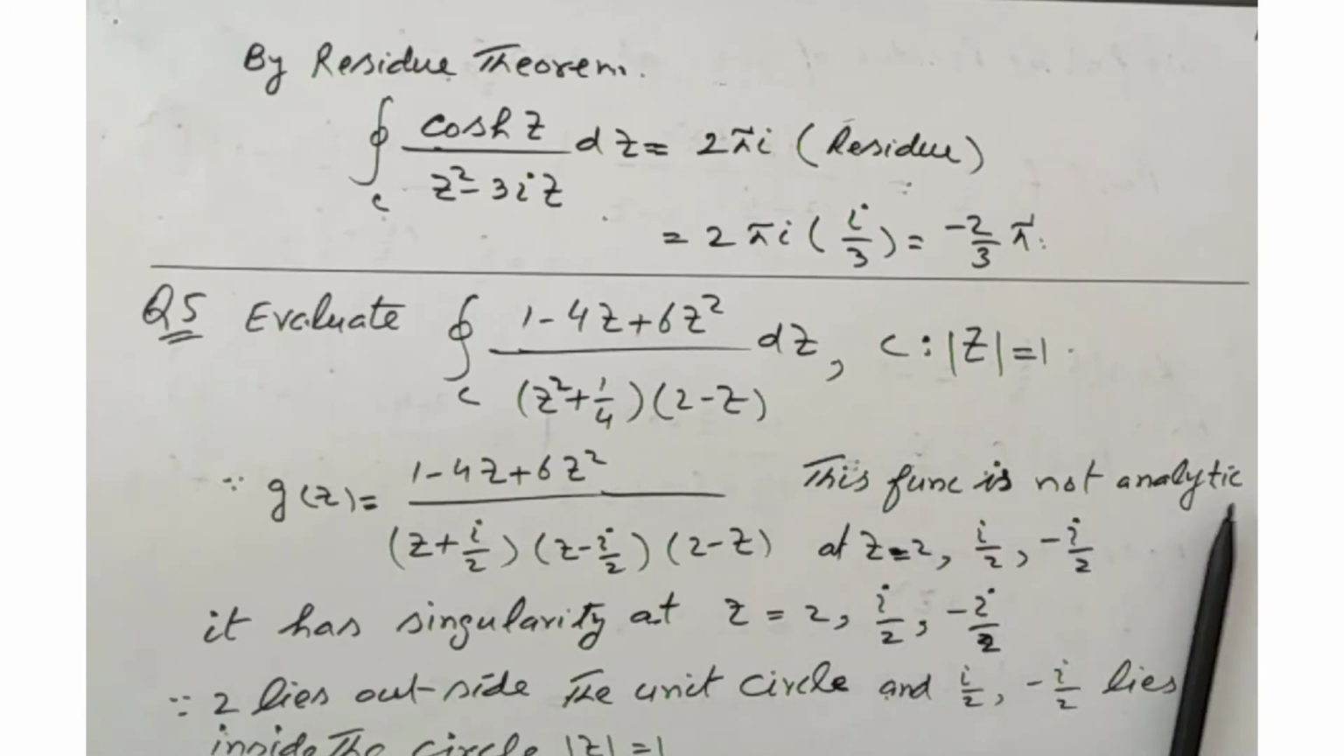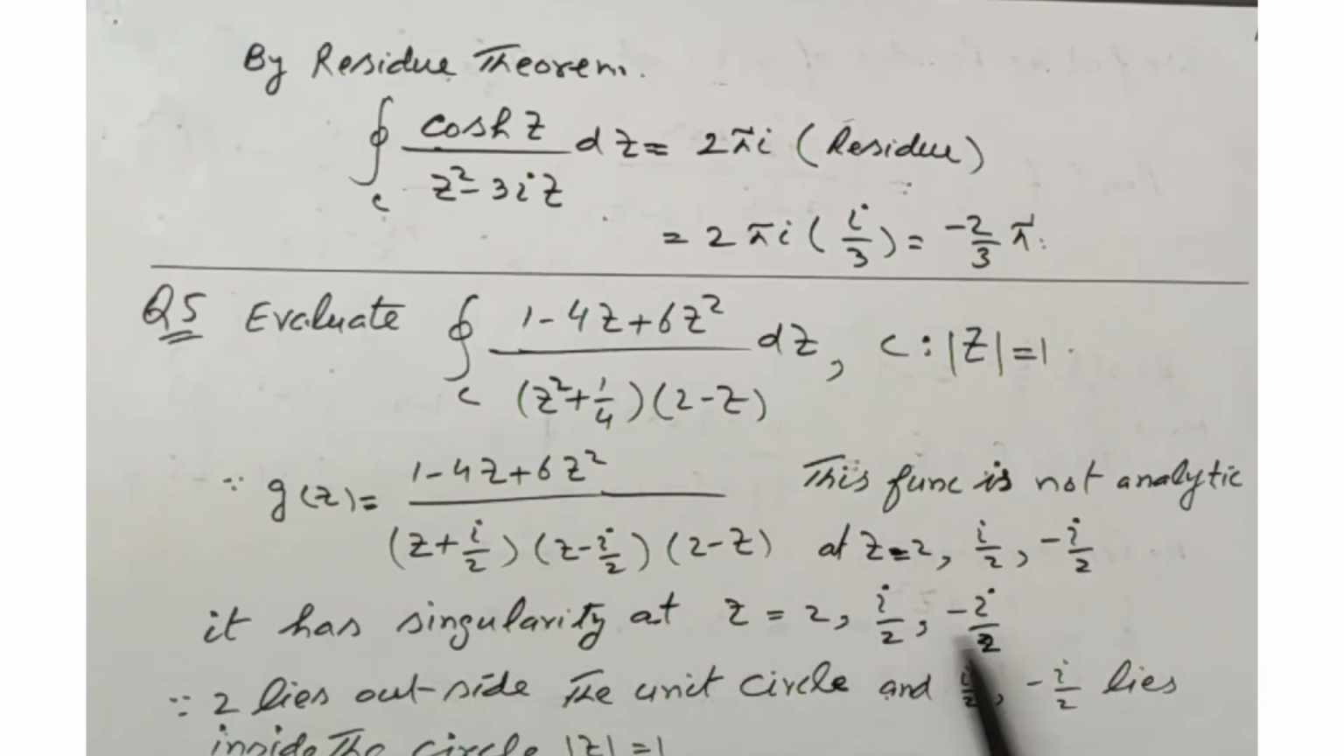This function is not analytic at z equal to 2, because when we put z equal to 2, this becomes 0, and when we put iota by 2, this becomes 0, and when we put minus iota by 2, this becomes 0. So we have the points 2, iota by 2, and minus iota by 2.